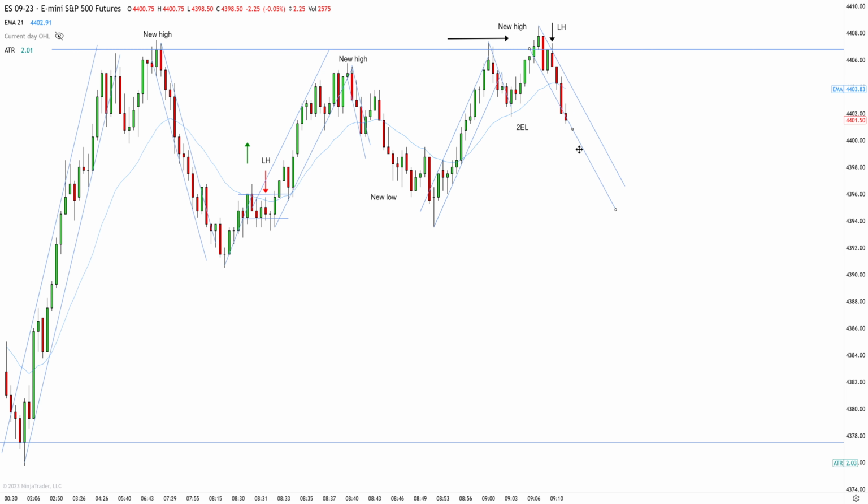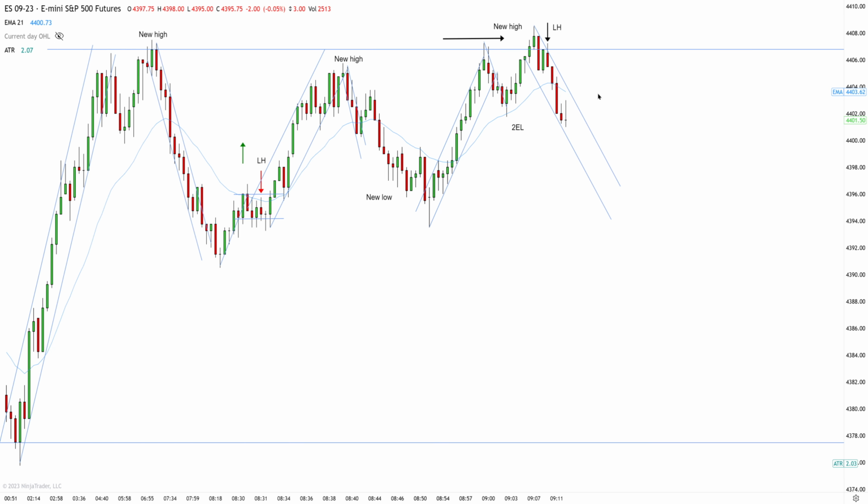A failed second entry long would be a reversal pattern. It would be a second entry long after all bullish channels played out on the wrong side of the EMA, which is right here. This right here is a failed second entry long. You have a new high, break higher, first entry long failed, and a second break higher above this bar, counting from the high, so it's a second entry long, failure if there's going to be a break below this bar.